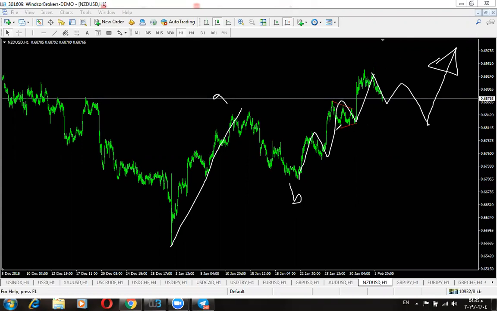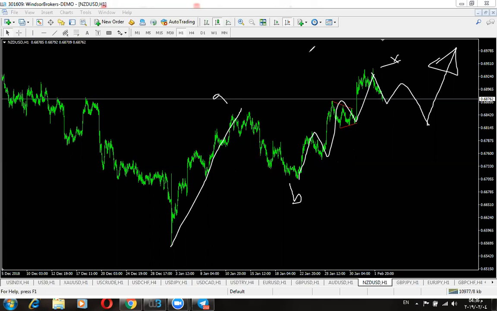I will not mention why, because it needs a lot of time to make this clear for you. Since we have ABC to the downside, to the upside, ABC to the downside, 1, 2, 3, 4, 5. So the wave should end with ABC, not 5 waves. I will make this more clear in the educational video.